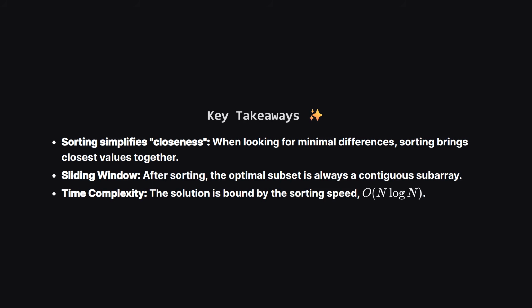So to wrap things up, the biggest takeaway here is the power of sorting. Whenever a problem asks about minimizing differences between elements, sorting should be one of your first thoughts, because it groups similar values. Once sorted, a sliding window allowed us to check every possible group of size k efficiently. The time complexity is driven by the sort, making it very efficient for the given constraints.